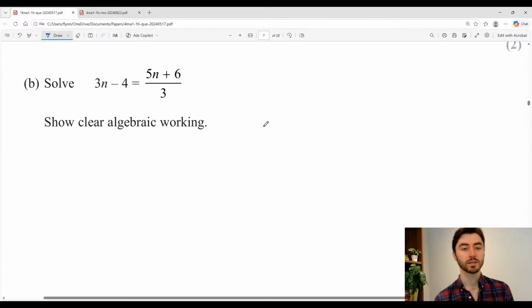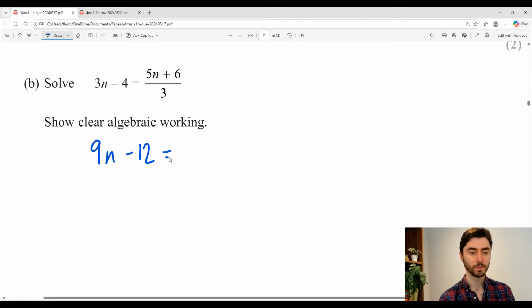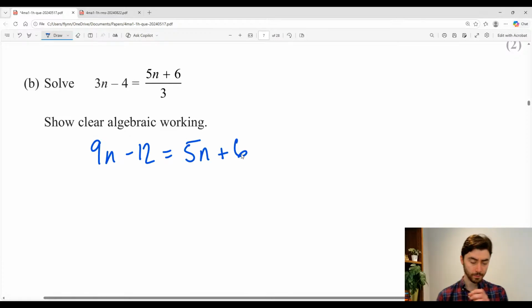Here, solve this. First thing you want to do is to get everything on one line. So you can do that by multiplying both sides of the equation by 3. On the left-hand side, that would give me 9n minus 12. And on the right-hand side, multiplying by 3 will get rid of that fraction. So it will equal 5n plus 6.